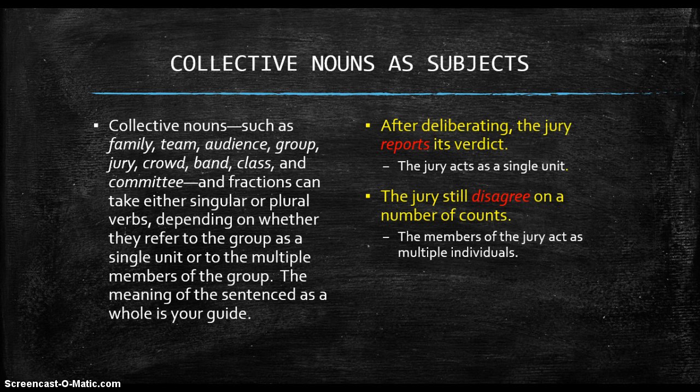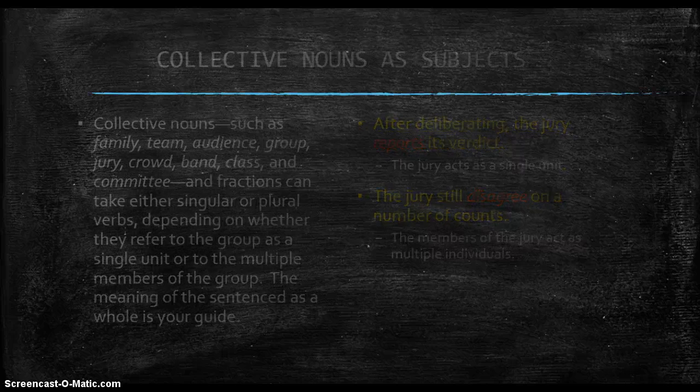After deliberating, the jury reports its verdict. In this case, the jury is acting as a single unit, so it is singular, and we use a singular form of the verb. But if we say the jury still disagree on a number of counts, here we're talking about the jury as individual people, a plural, so we would use a plural form of the verb.